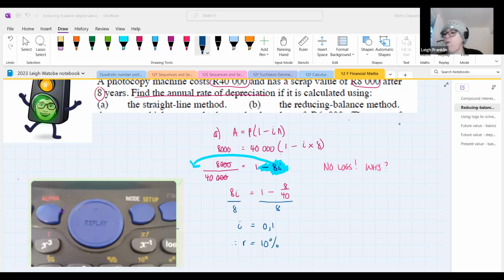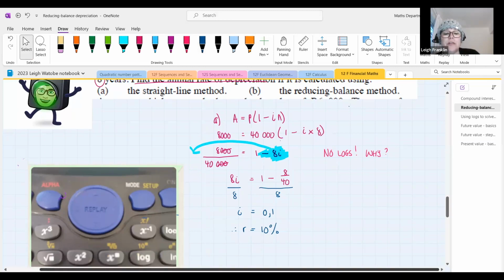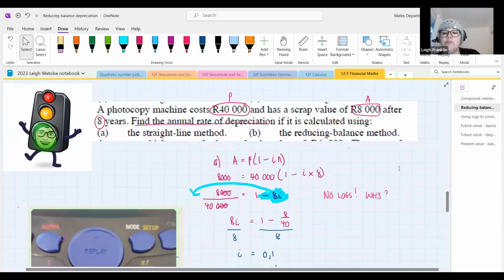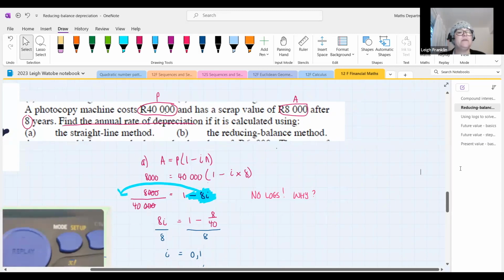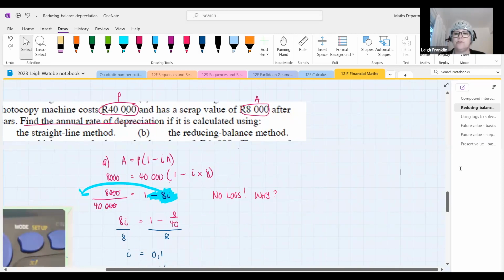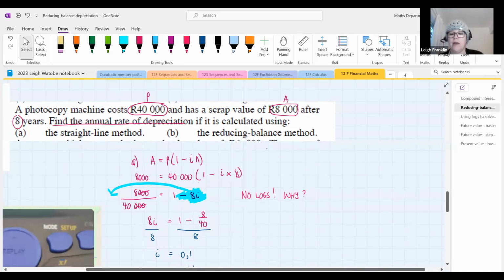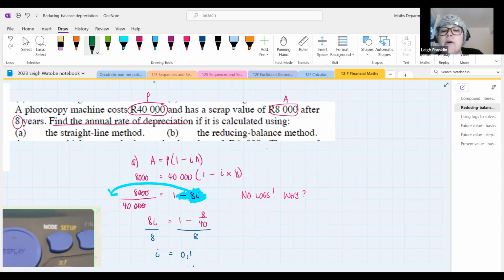Good. Okay, so now we're going to do the same thing, but we're going to use the reducing balance method. So I'm just going to scooch over and create a bit of space here for us. Not too much space. We still want to see our question. Okay, so let's do it on a reducing balance now. We see here it says reducing balance method. So we have to say A equals P(1 minus I) to the power of n.